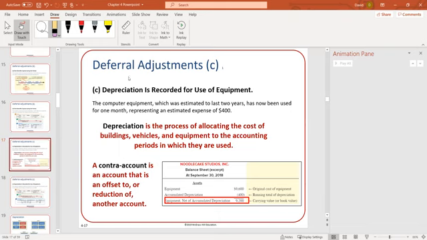Depreciation is another deferral. In this case, they bought some equipment. It's a 2-year deal, and it says it's now been used for 1 month, representing an estimated expense of $400. I know when you were in applied accounting, you might have used what they call the straight line method. In this chapter, they're just going to give you the amount of expense, but we will spend some time later on in the semester showing you the different depreciation methods. But just for now, you need to recognize that depreciation expense is an allocation process, where you're allocating the cost of the building, the vehicle, or the equipment to the accounting period in which they are used. So this is your matching.